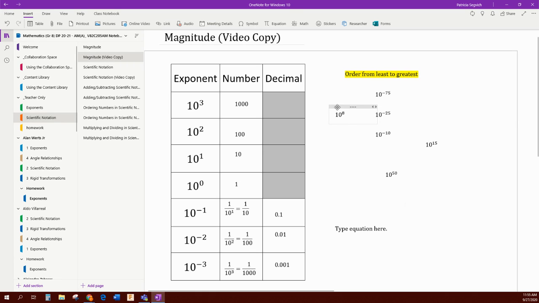And then 10 to the 8th. Remember, we can order these just by our exponents because all have the same base. 10 to the 15th and 10 to the 50th. I'm going to delete that box. Okay, so this is how we do our magnitude one.